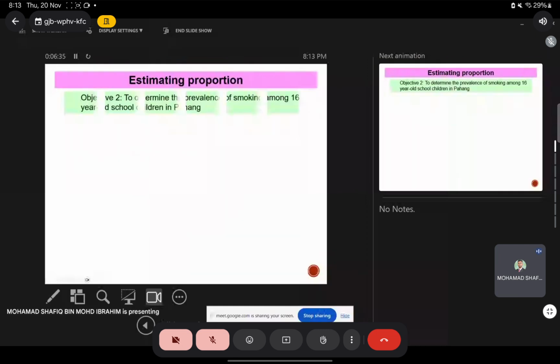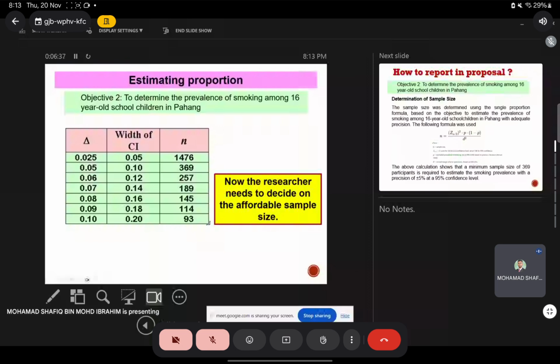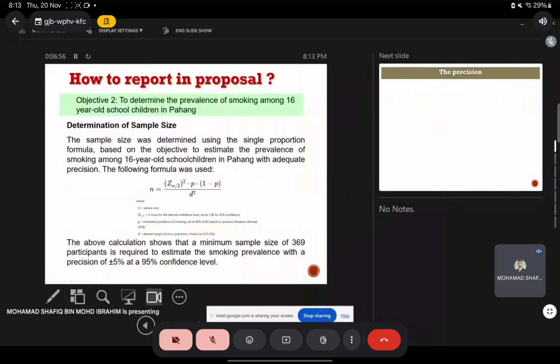So that will be for the proportion, as we know, the single proportion formula. As you can see here, the lower the precision value, the sample size will also increase. So this is how you're going to report it in your proposal.